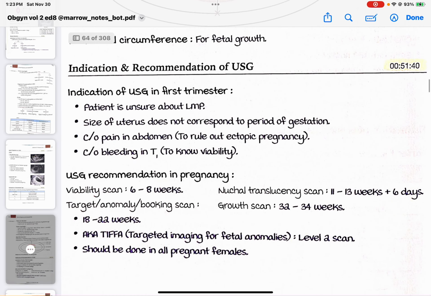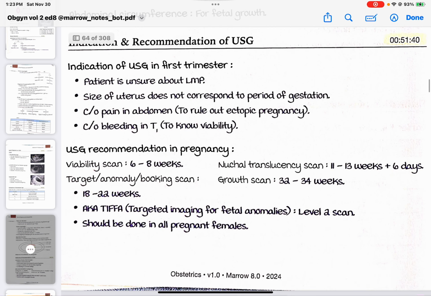Indications and recommendations of ultrasound. Indications of ultrasound in first trimester: patient is unsure about last menstrual period; size of uterus does not correspond to period of gestation; complaint of pain in abdomen, to rule out ectopic pregnancy; complaint of bleeding in first trimester, to know viability.